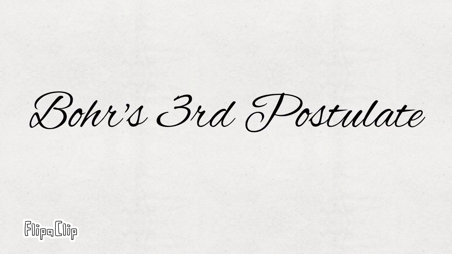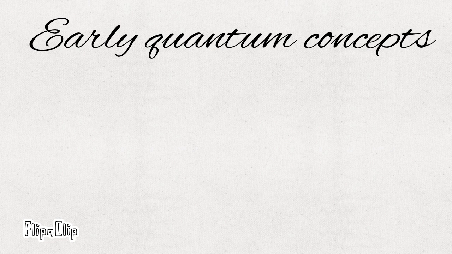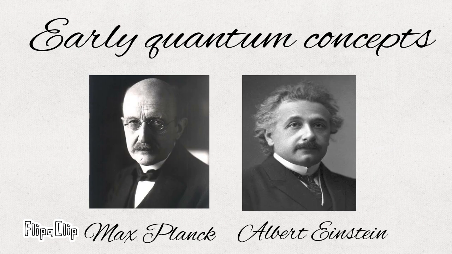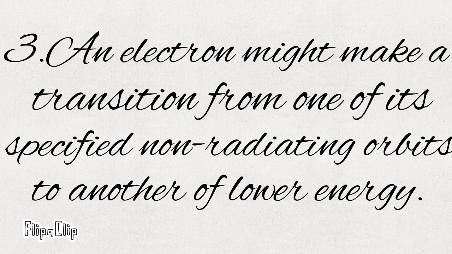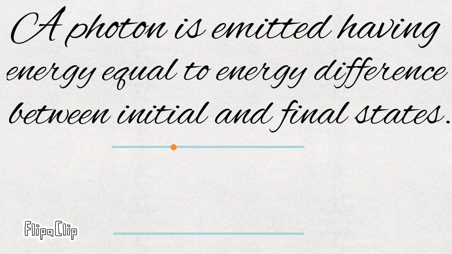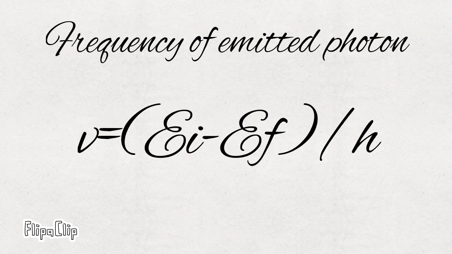Bohr's third postulate incorporated into atomic theory the early quantum concepts that had been developed by Planck and Einstein. It states that an electron might make a transition from one of its specified non-radiating orbits to another of lower energy. When it does so, a photon is emitted having energy equal to the energy difference between the initial and final states. The frequency of the emitted photon is then given by nu.